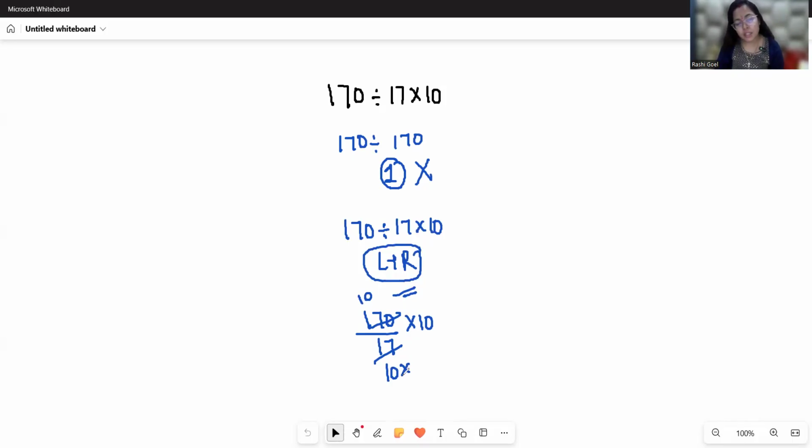Now 10 times 10 is 100. So what is the correct answer? 100, not 1. Do not forget that you have to solve it from left to right always.